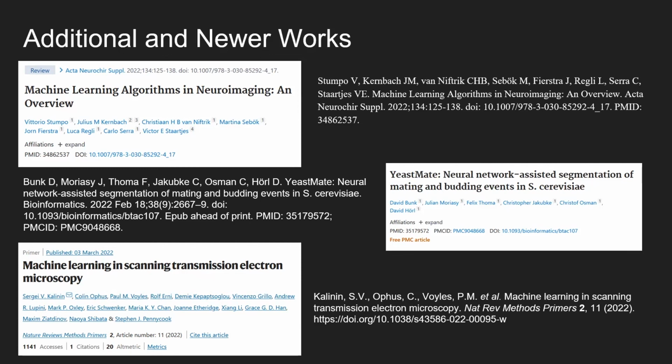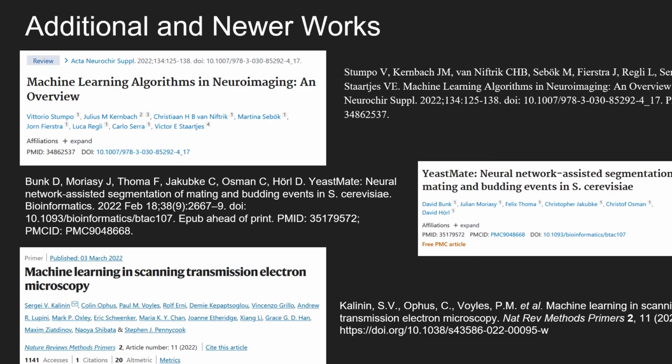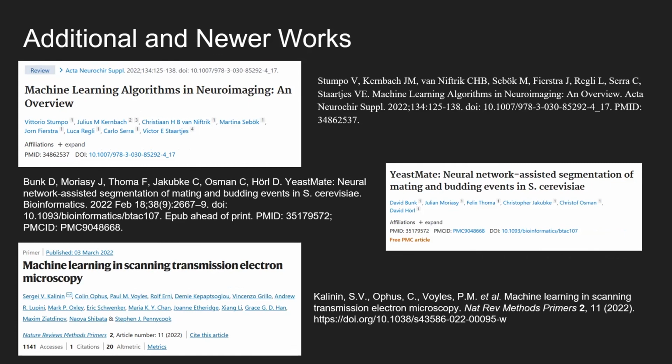Another example is YeastMate. They're applying a neural network to segment mating and budding events, which is also helpful. I mentioned earlier how yeast is very important in labs and bioapplications. It's worth looking at, with a bunch of DIC images. And then next is machine learning in scanning transmission electron microscopy. So you're seeing that even for more complex means of microscopy, more people are finding ways to apply machine learning to their workflow, because we want to do more, but we want to do more efficiently, and I love it.